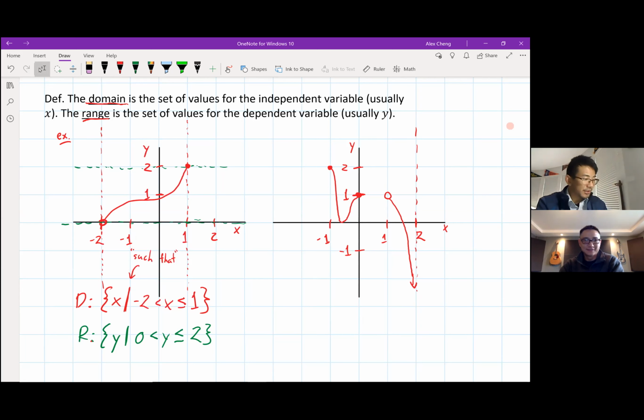Alrighty. So now we got a spicier one, where this graph is kind of broken up into 2 pieces here.